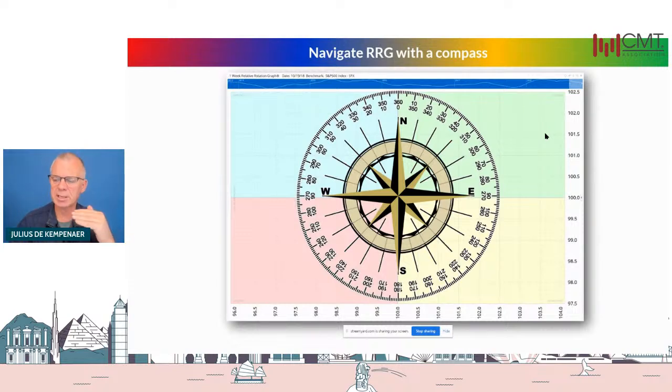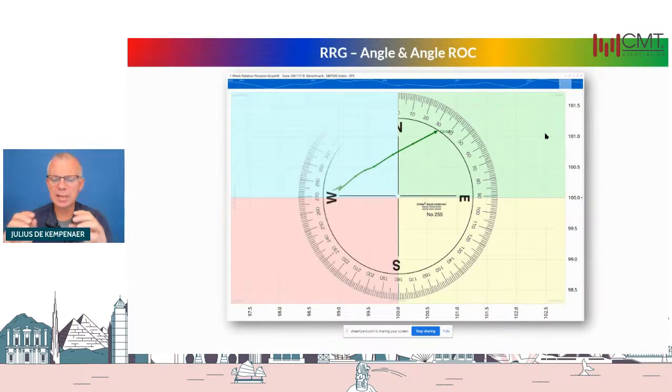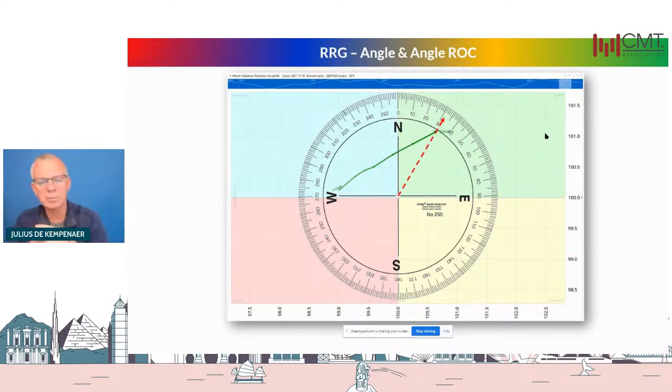90 degrees is due east, south is 180, and west is 270. And if you put this in your head, you can understand how angle, rate of change, and heading work. Because the angle, we put the compass centered on the center of the graph, and we draw a line from the center of the graph to the last observation on the tail.